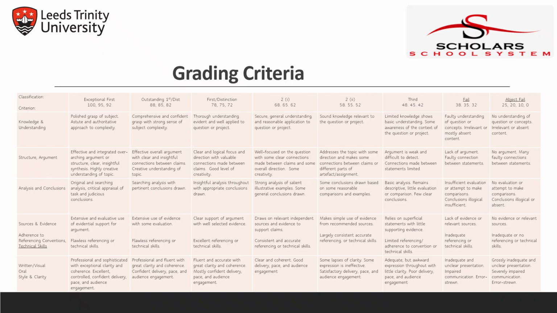Basically, the students will be assessed on five criteria. First is knowledge and understanding. Second is structure and arguments. Third is analysis and conclusion. Fourth is source and evidence and adherence to the referencing style. And the last one is the written, visual, or oral style and clarity. Students can also see these grading criteria in the module handbook for this module.